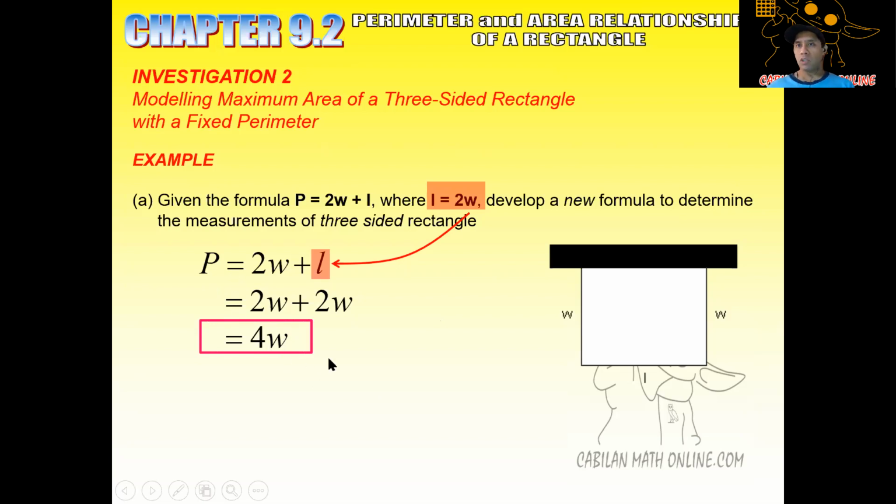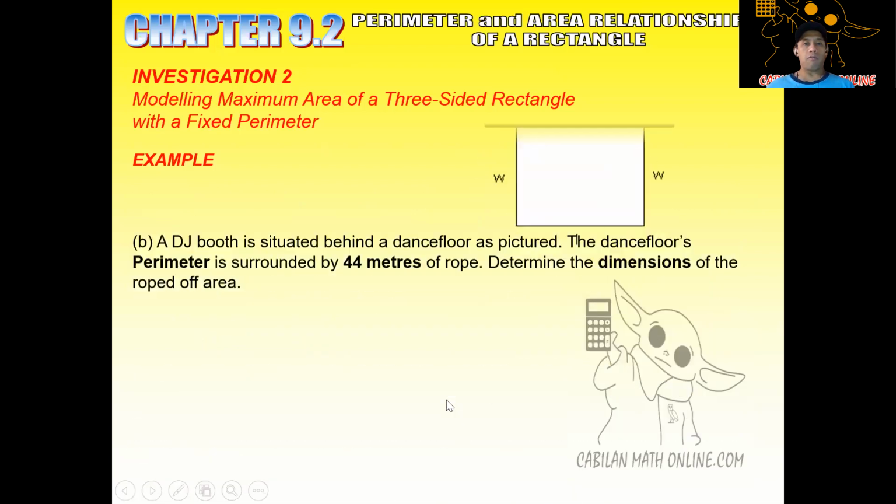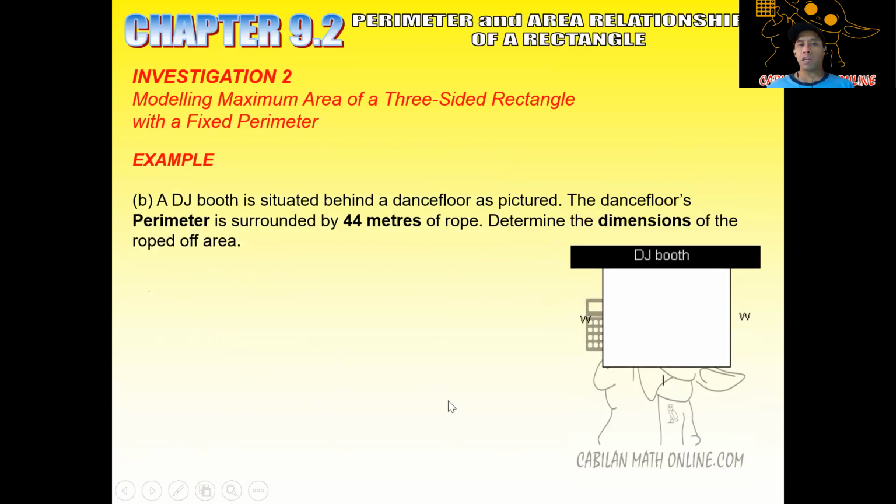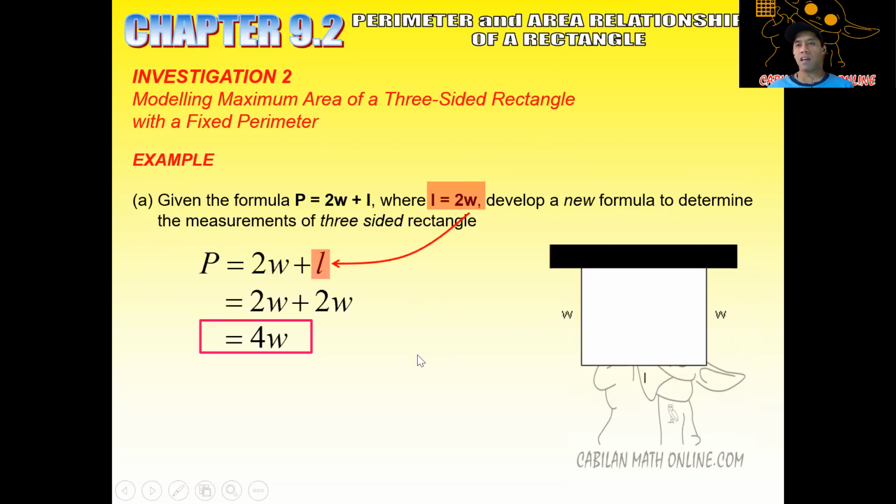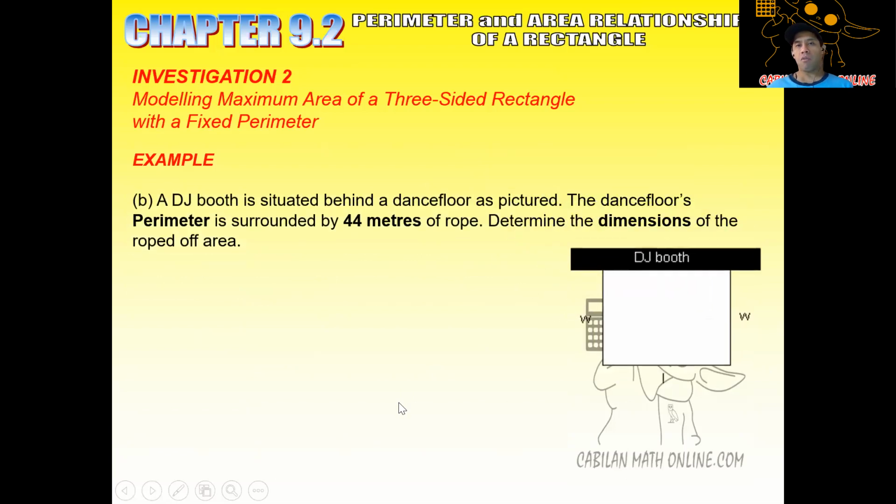So what we're going to do next is use this formula, P is equal to 4W, to figure out the dimensions of a three-sided rectangle with a specific perimeter. For the last example here, it says a DJ booth is situated behind a dance floor as pictured, and the dance floor's perimeter is surrounded by 44 meters of rope. So what that means is that for the three-sided rectangle you see on the screen, the one colored in white, when I add up these three sides, it's going to give us 44 meters. Now, we're going to use the formula we developed from this slide to discover the answer.